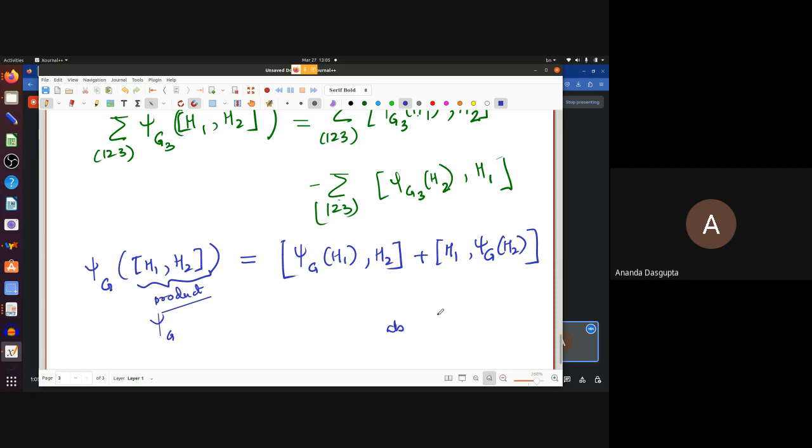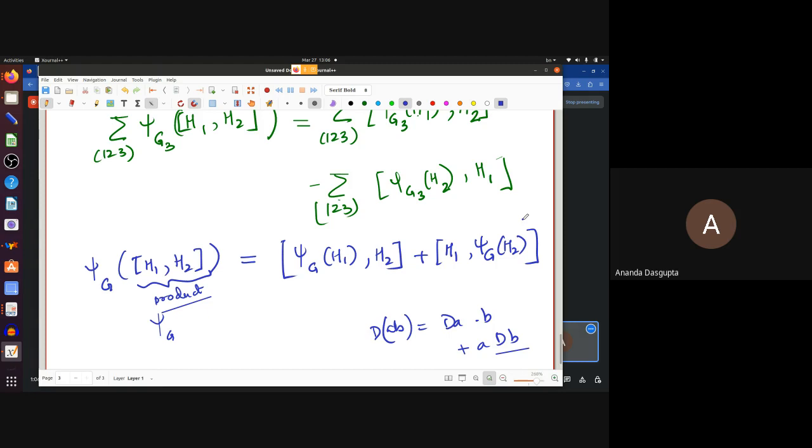Are you talking about that derivative? Right, there's a derivative property. It's like D(AB) = (DA)B + A(DB). It may be a bit difficult to see because we are writing brackets instead of products. But this is psi_g acting on the product between H1 and H2, which is what the bracket is here, equals psi_g acting on H1 times H2, plus H1 times psi_g acting on H2, right? Exactly the derivative property for products.